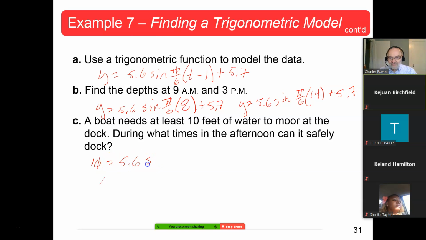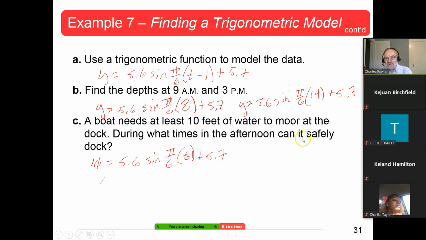5.6 times the sine of pi/6 times t minus 1. Okay, forgot that. Plus 5.7. Now, I think I won't do that because this is just going to take us too long to do. What it would involve was an inverse sine. You don't know how to do that yet, so I was going to take you through that, but let's just hang off on it, okay?